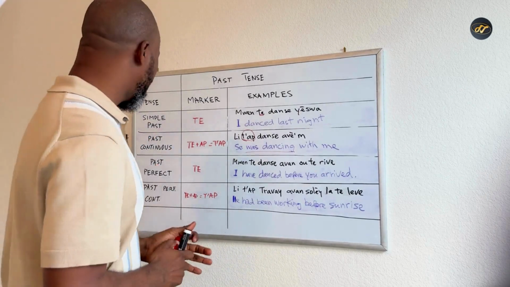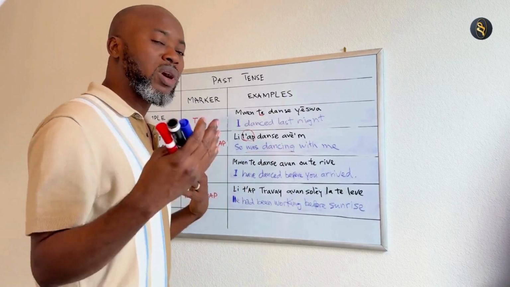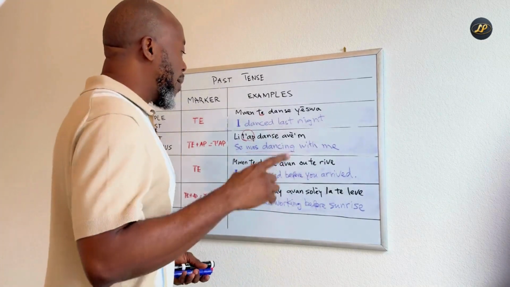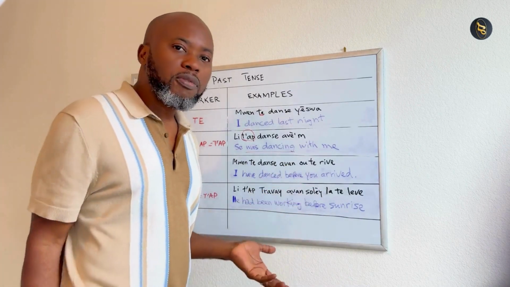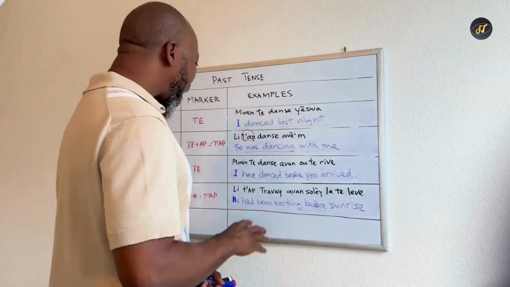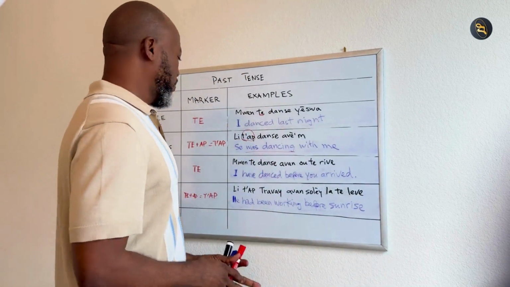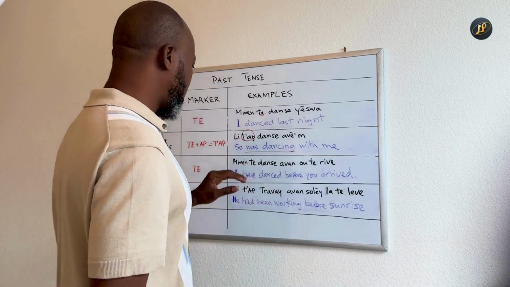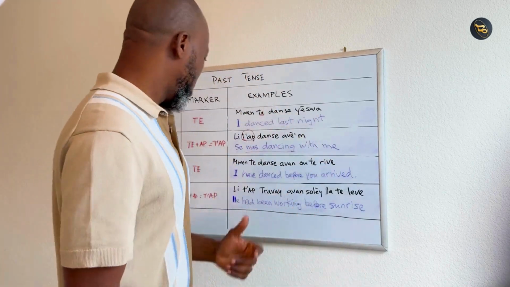Now, for past perfect, it's te and some complementary word depending on what you're trying to say. Mwen te danser avant ou te rive. Mwen te gentan ale avant bal la te fini. I had left before the dance ended. So, mwen te danser avant ou te rive. I had danced before you arrived.